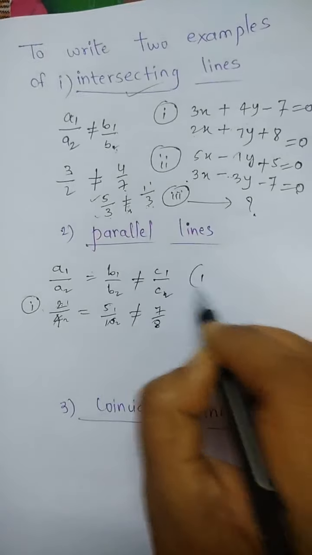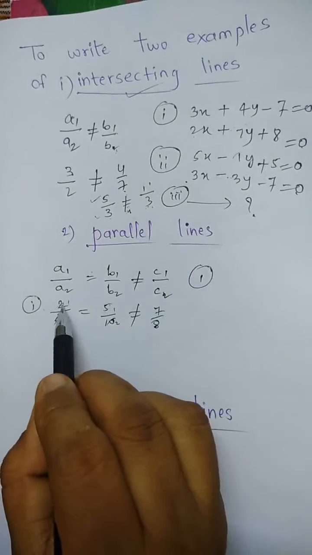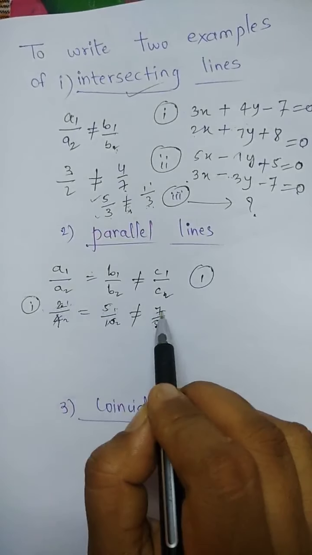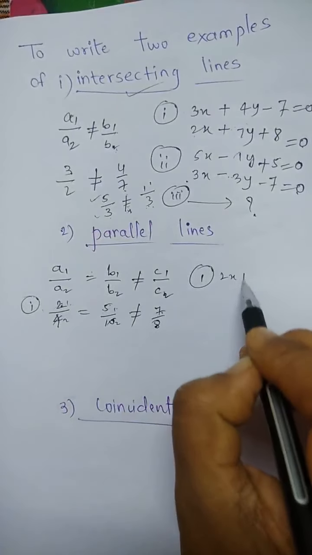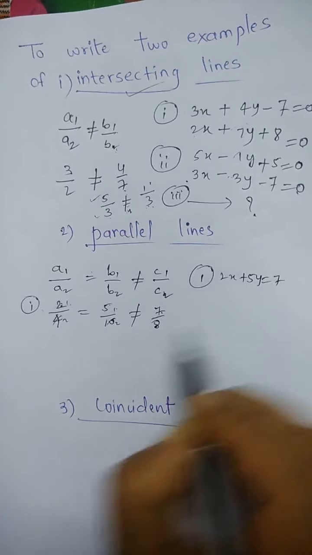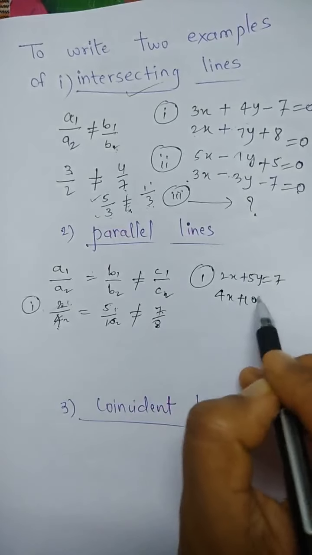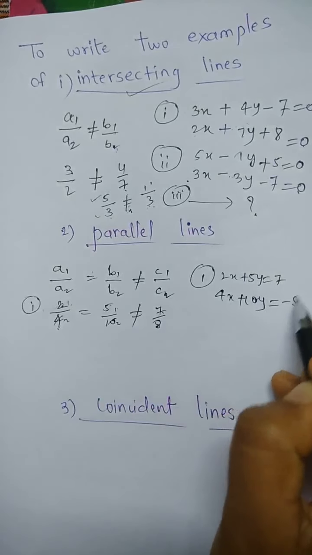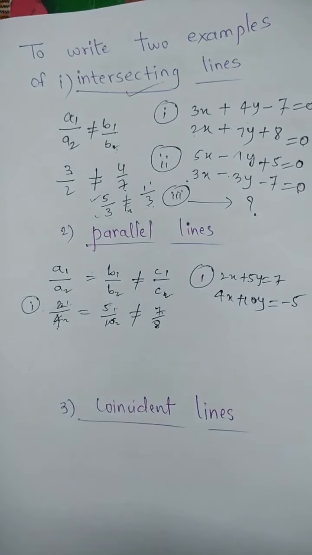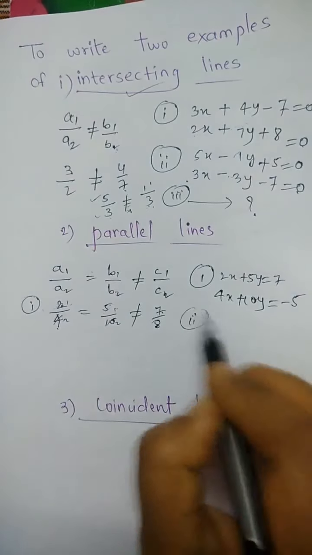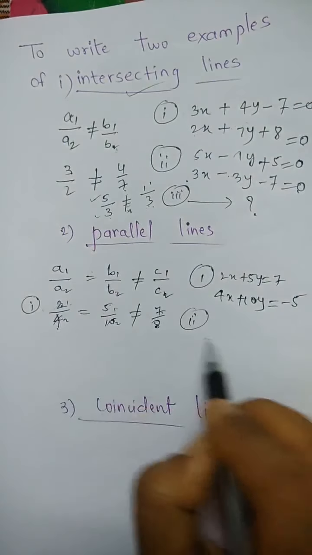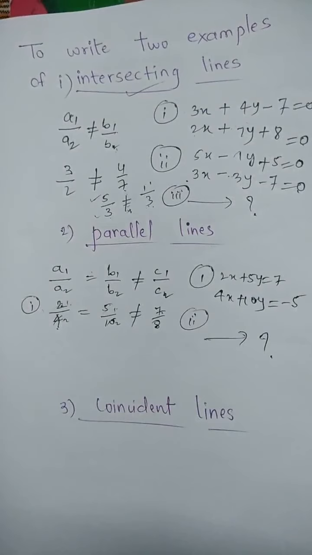So you write down parallel lines. 2x plus 5y equal to 7, and 4x plus 10y equal to minus 5. Anything you can write. Okay. Second example is your practice. Practice it.